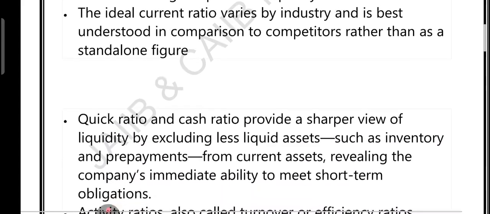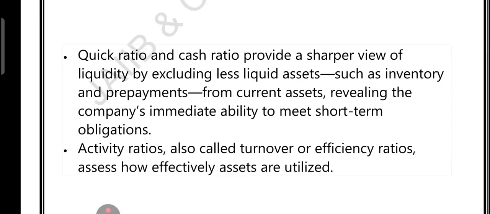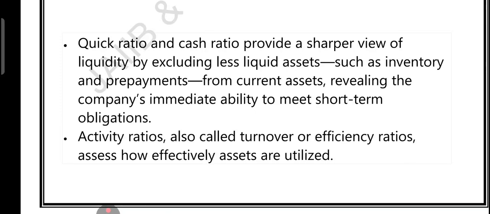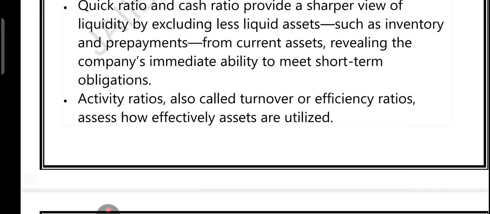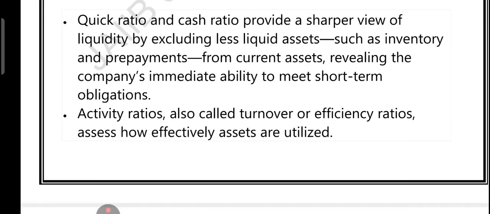Now friends, let's switch our focus to the quick ratio. Quick ratio and cash ratio give us a more accurate picture of liquidity. They exclude less liquid items like inventory and prepaid expense, showing whether the company can meet short-term debt immediately or not. So this is called quick ratio. How to find the quick asset? It is current asset minus inventory or any kind of prepaid expense. You subtract this to get the quick asset, and divide it by the current liability. That will give you the quick ratio.